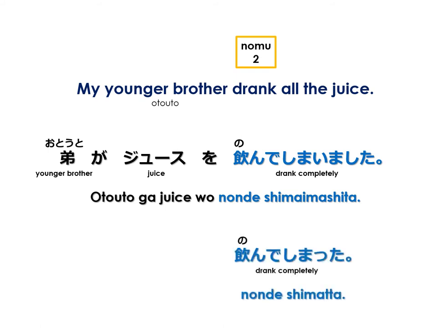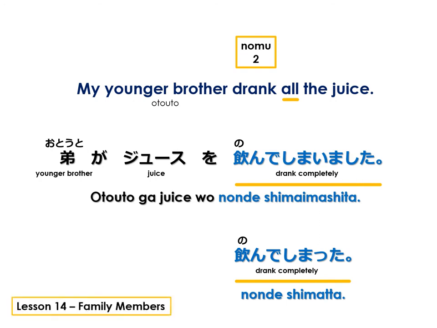And in plain form, ototo ga juice o nonde shimatta. We don't need to translate the word all because that is implied in the conjugation te-shimau. If you'd like to review how to refer to family members in Japanese, please see lesson 14.